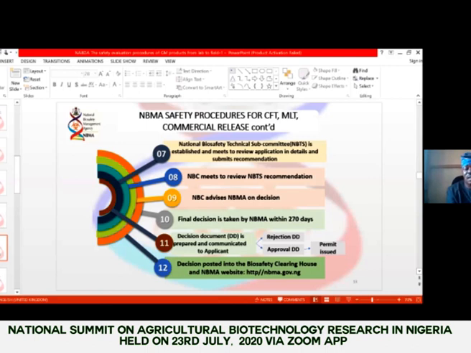Once the NBC decides on whether the application is suitable for approval or otherwise, such is submitted to the National Biosafety Management Agency for the agency to take its final decision. We could reject or request more information to enable us to make a final decision on the application.